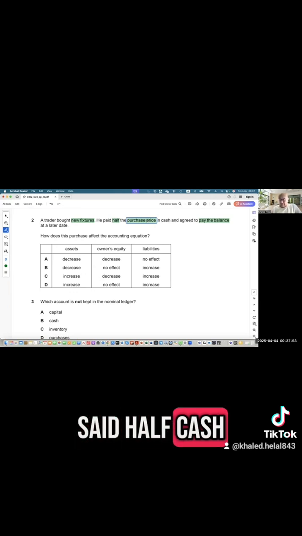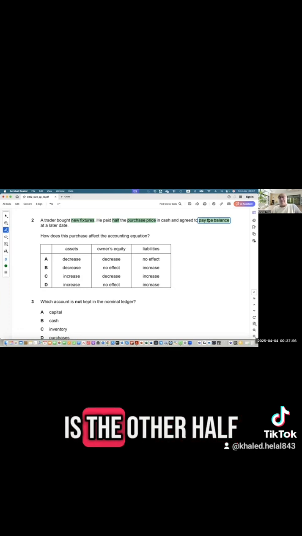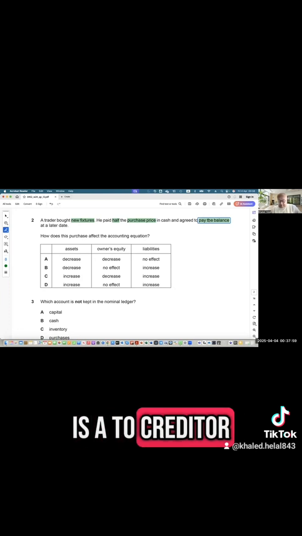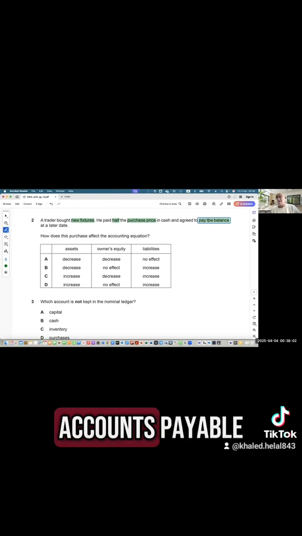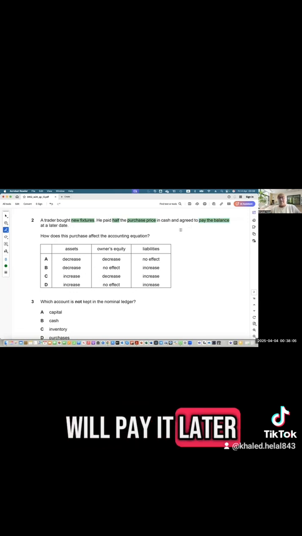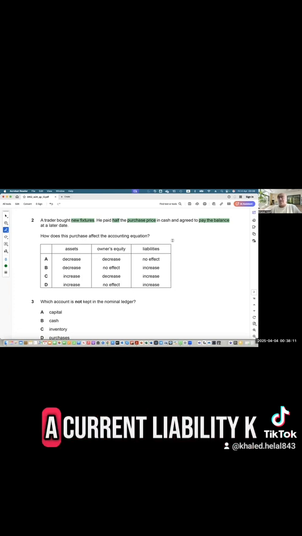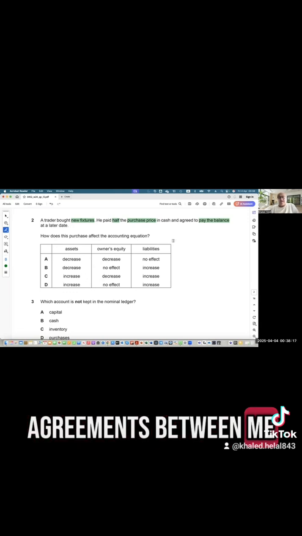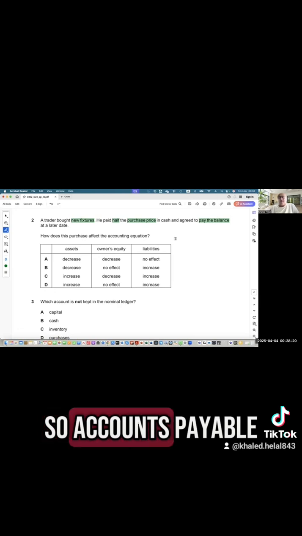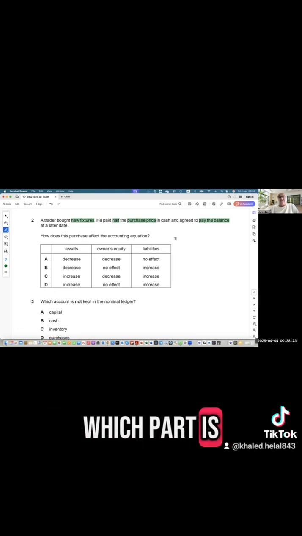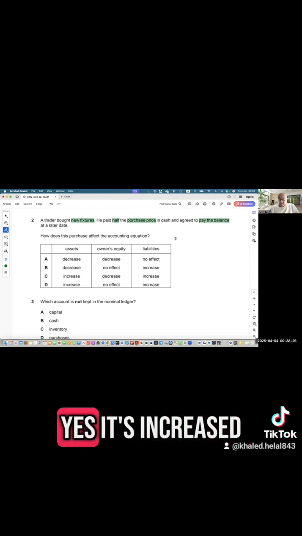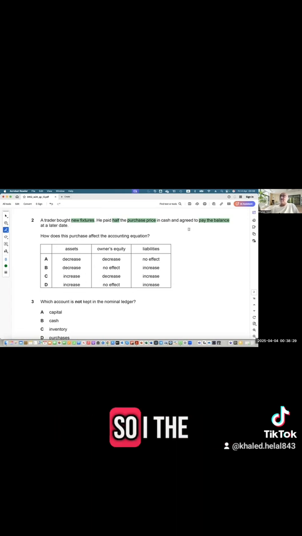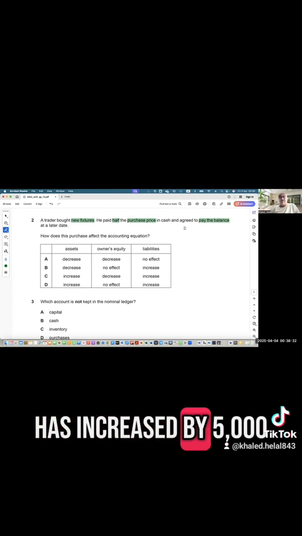Coming to the rest, when I pay cash, as I said, half cash, the bank decreased. But where is the other half? The other half is to the creditor. So basically, it will go to accounts payable. The half, I will pay later. Accounts payable is a current liability, which I need to pay within a month, 2 months, depending on the agreement between me and the creditor. So accounts payable here, which part is affected? It's a liability. So has it increased? Yes, it's increased because I haven't paid it yet. So the debt on me has increased by 5,000, let's say.